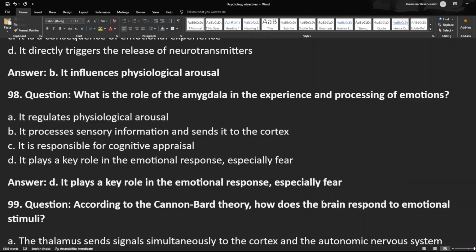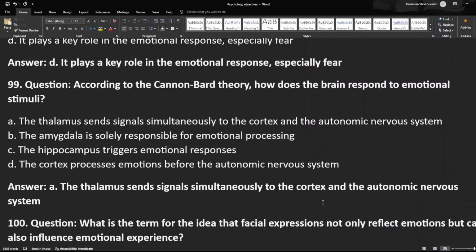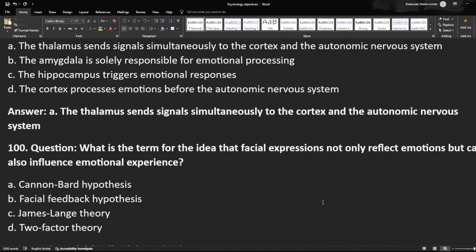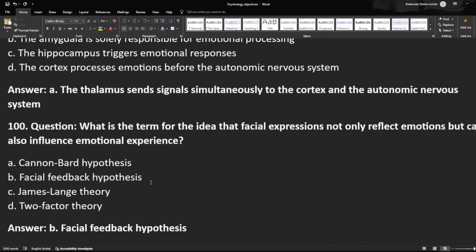According to the Cannon-Bard theory, how does the brain respond to emotional stimuli? You see the answer is A: the thalamus sends signals simultaneously to the cortex and the autonomic nervous system. What is the term for the idea that facial expressions not only reflect emotions but also influence emotional experience? We've seen that as the facial feedback hypothesis.